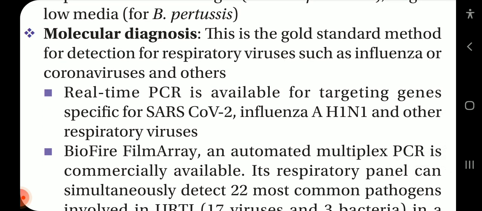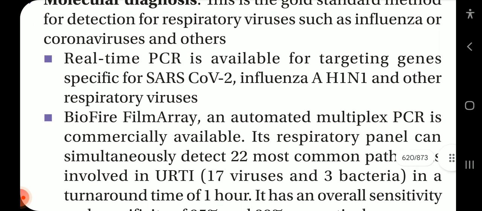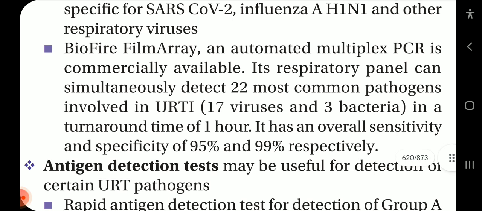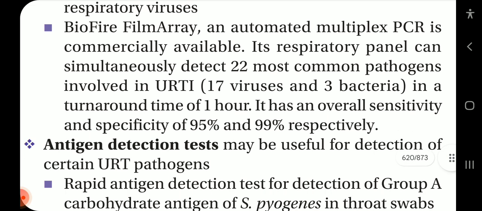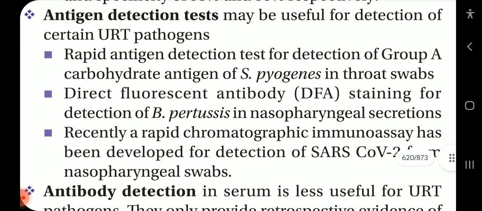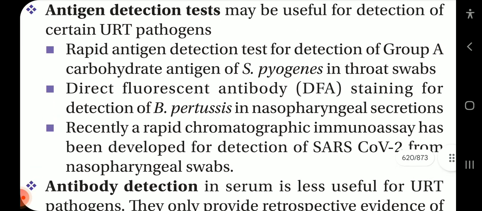Molecular diagnosis. This is the gold standard method for the detection of respiratory viruses such as influenza, coronavirus and others. Real-time PCR is available targeting genes specific for SARS-CoV-2, influenza A H1N1 and other respiratory viruses. BioFire FilmArray, an automated multiplex PCR, is commercially available. Its respiratory panel can simultaneously detect 22 of the most common pathogens involved in URTI, 17 viruses and 3 bacteria. In a turnaround time of 1 hour, it has an overall sensitivity and specificity of 95% and 99% respectively.